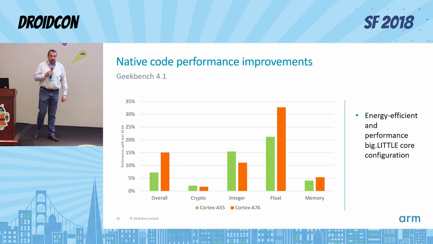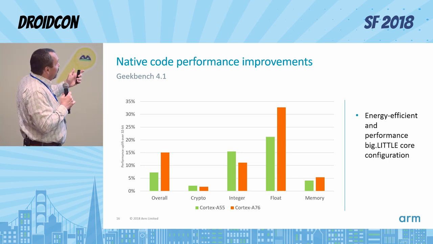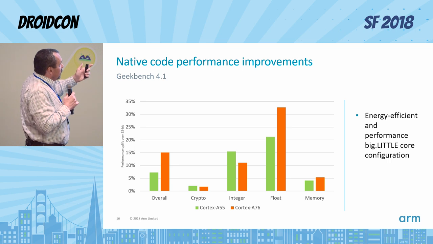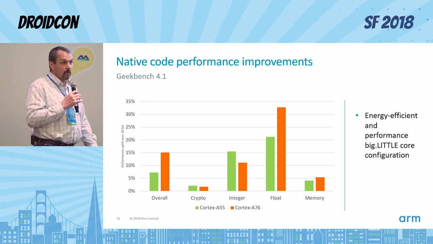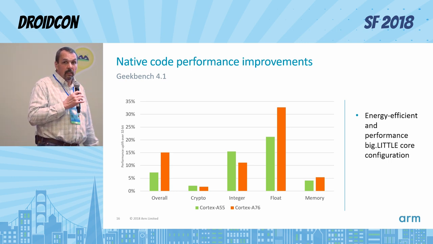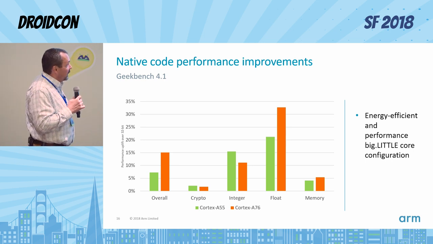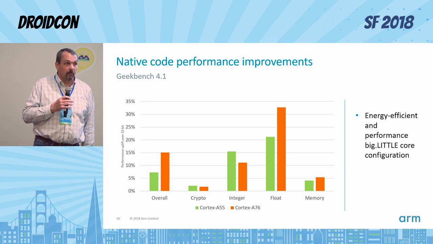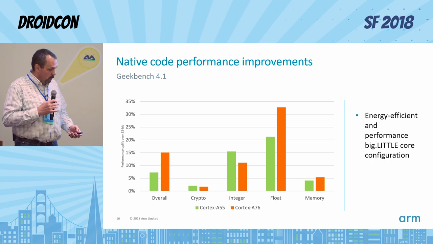For native apps, we did a Geekbench comparison. Anywhere from about 7.5% to 15%, depending on which Cortex processor you're using. But in general, again, this is just recompiling for 64-bit, and you basically get that right off the bat. So pretty good numbers.